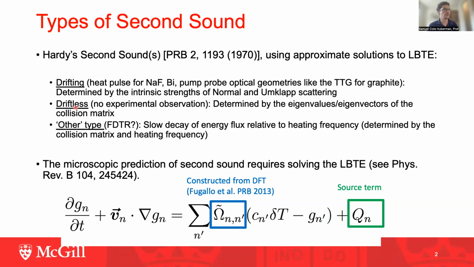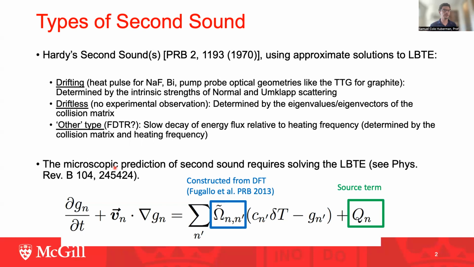Hardy observed that under certain conditions determined by the collision matrix, there would be the existence of this driftless second sound that does not require this imbalance of normal and umklapp scattering. And finally, Hardy left room for other types of second sound, wherein the slow energy flux relative to the heating frequency would yield the observation of wave-like transport of heat. And this is recently proposed to be satisfied in the frequency domain thermal reflectance geometry.